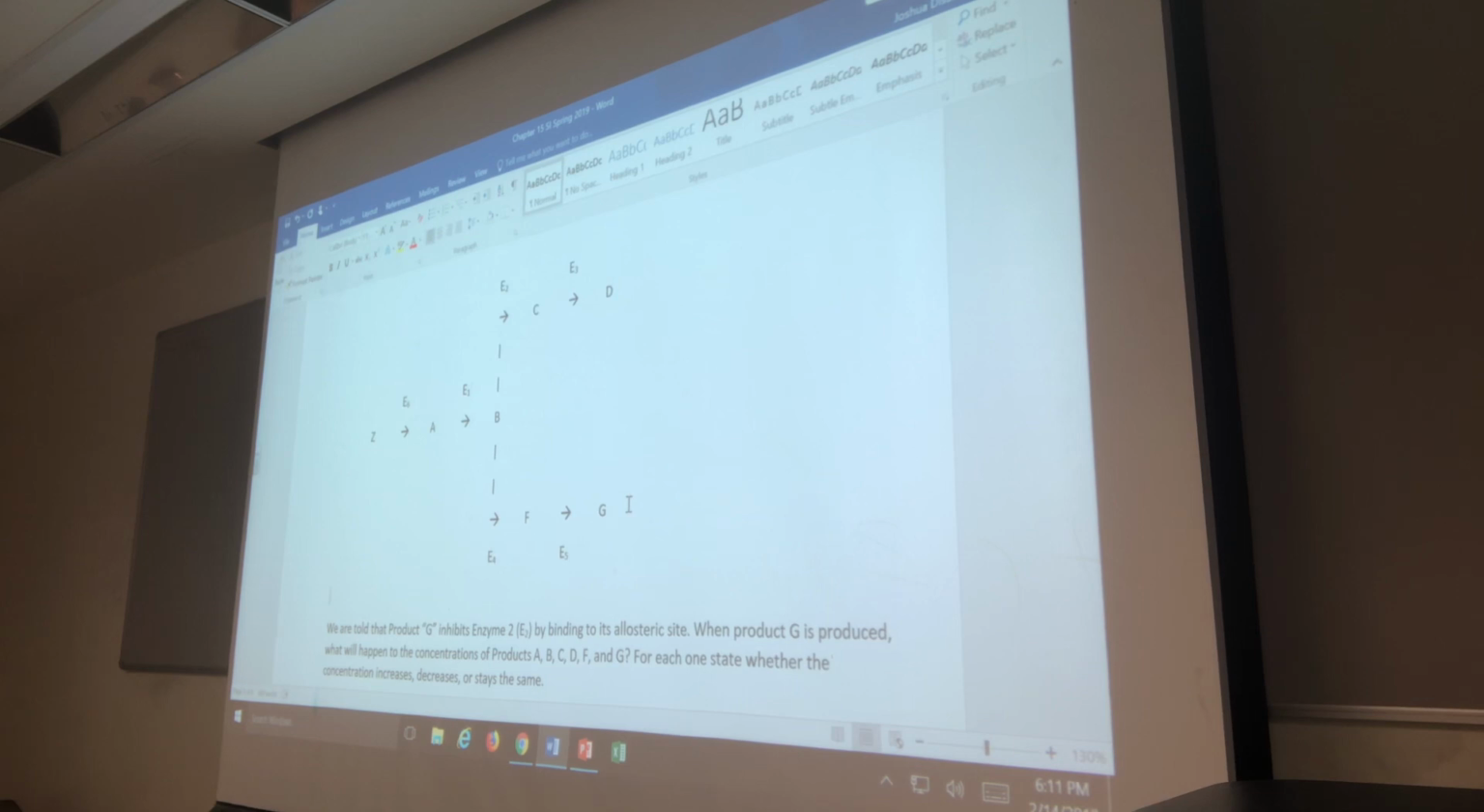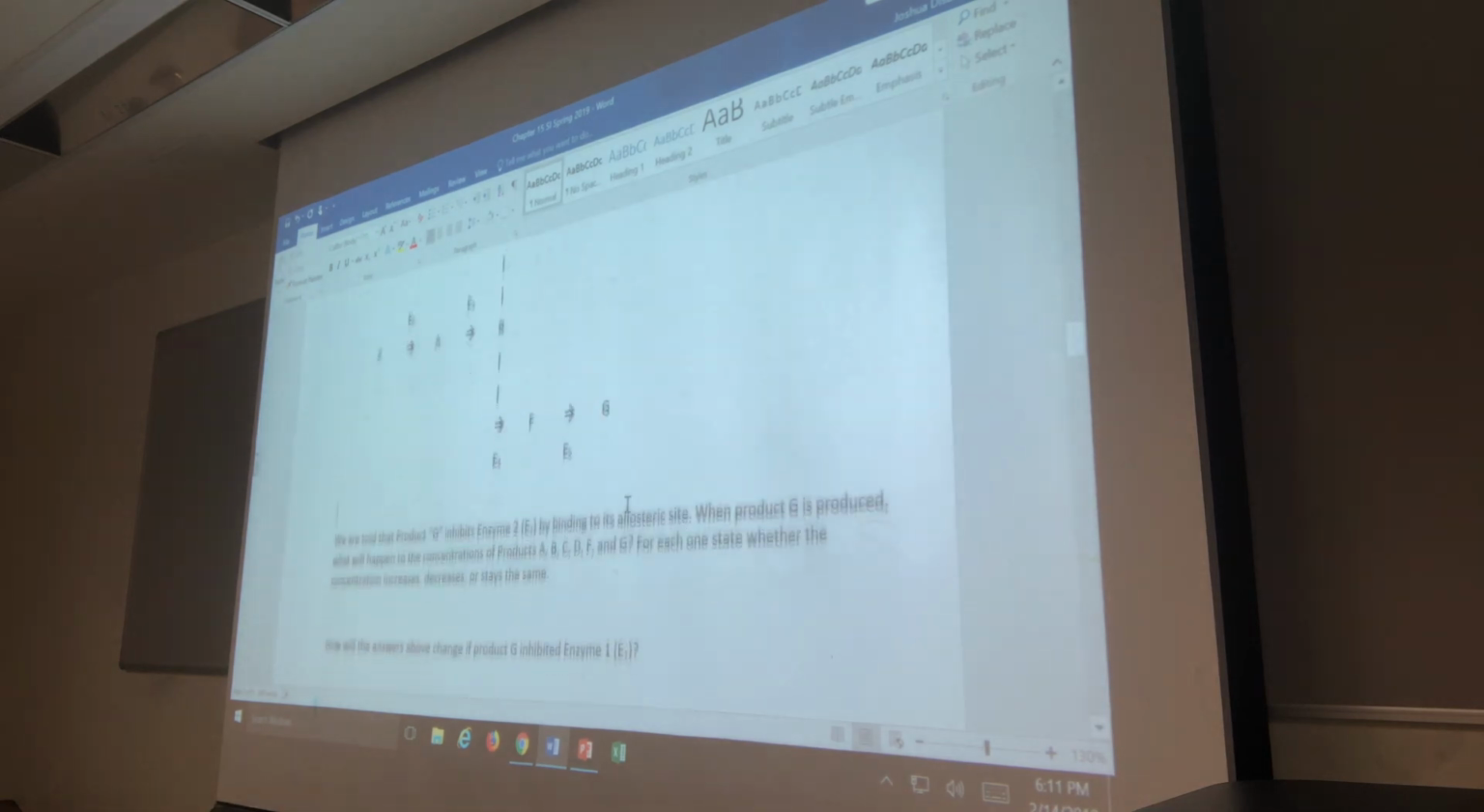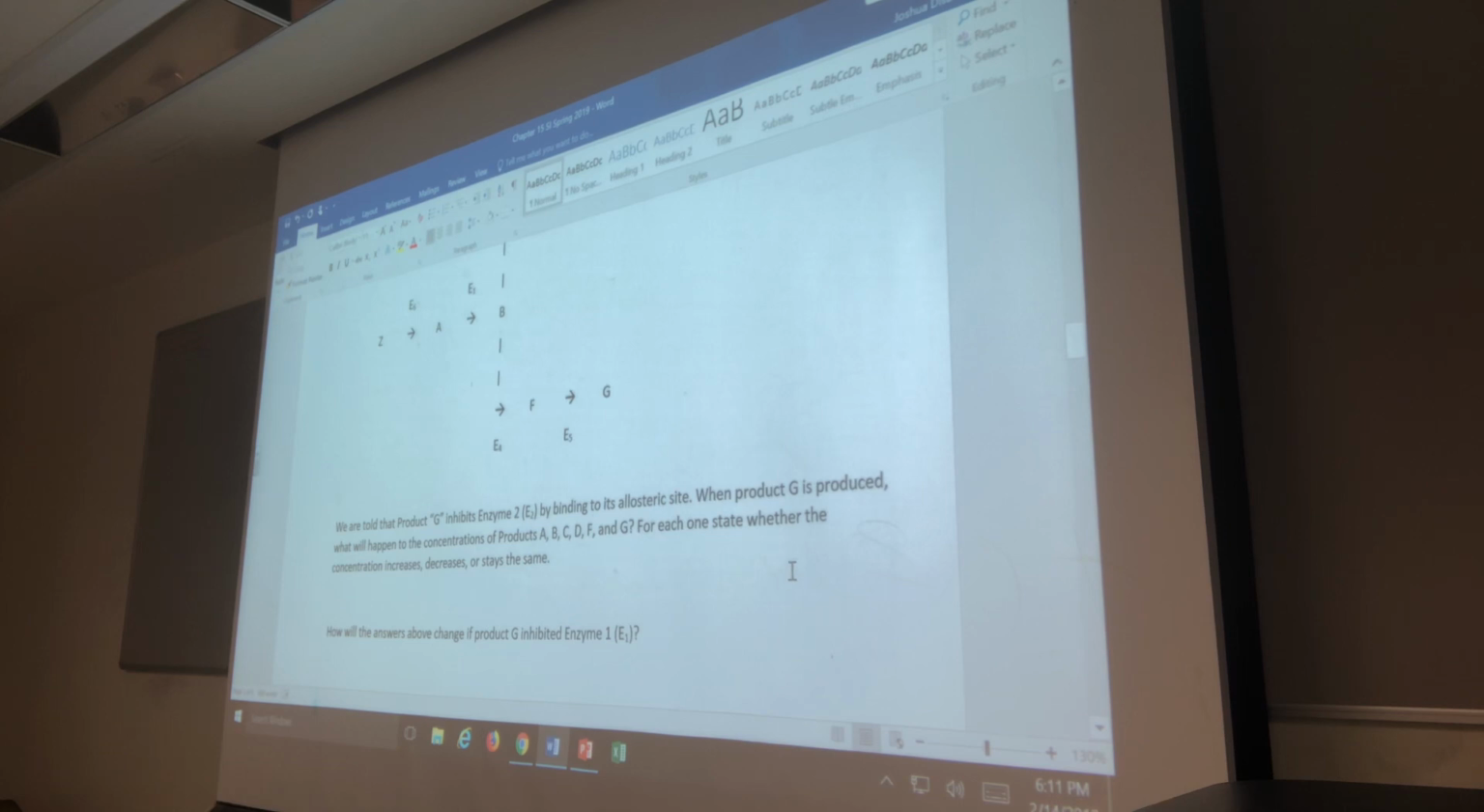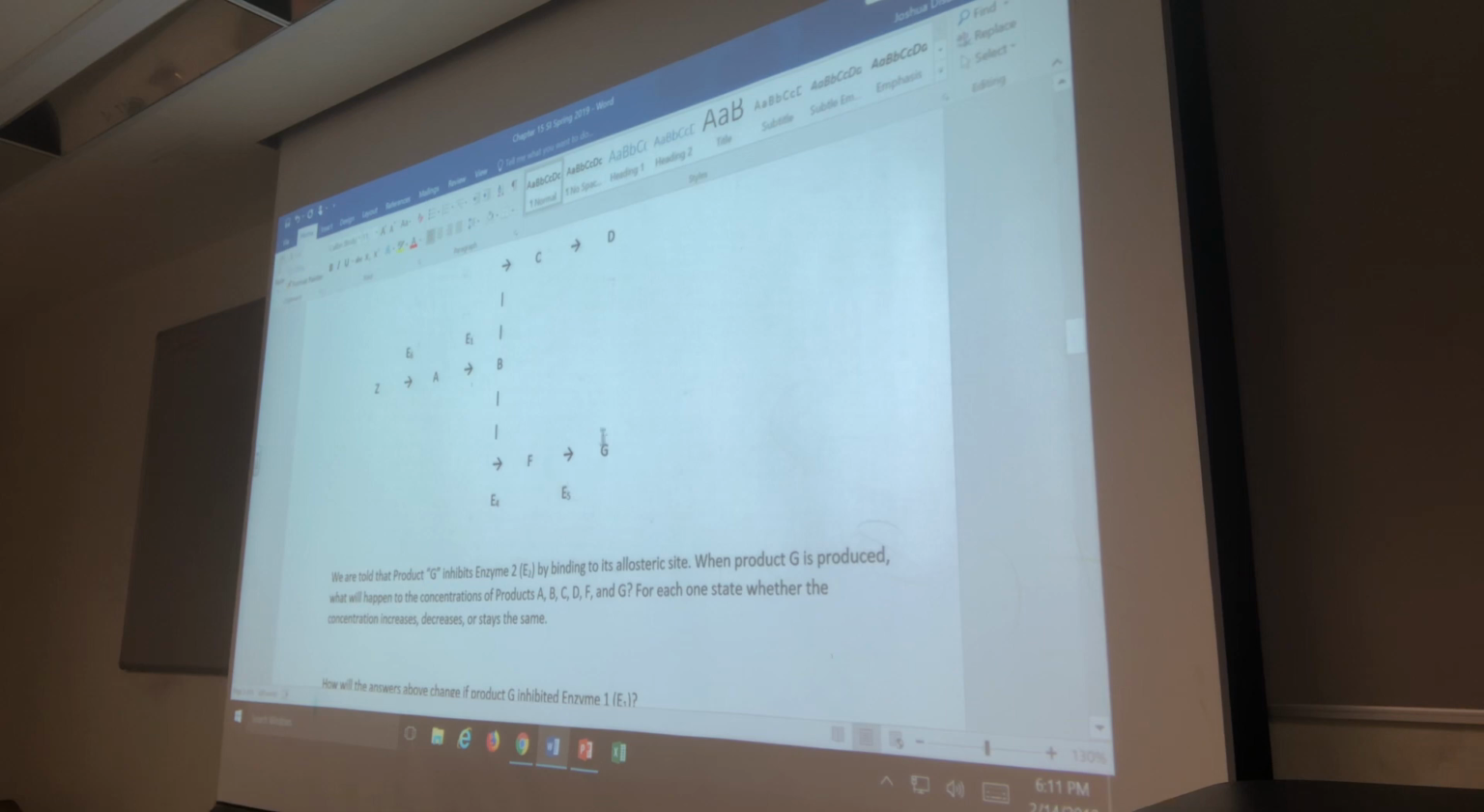Okay. Other questions on feedback? All right. So what happens? How will the answers change if instead product G inhibits enzyme 1? Okay, so let's see. Product G inhibits enzyme 1. Tell me what's going to happen to B, C, D, F, and G. They will all decrease because you're now inhibiting the upstream part. You're inhibiting this thing, so everything after, it doesn't matter top or bottom branch, will decrease because you are preventing the production of product B.